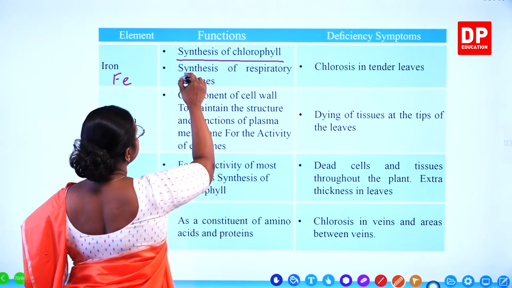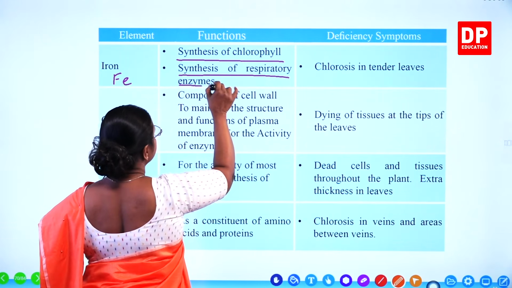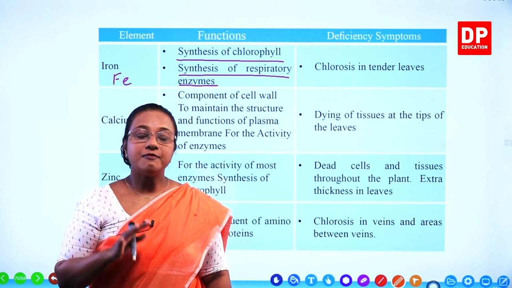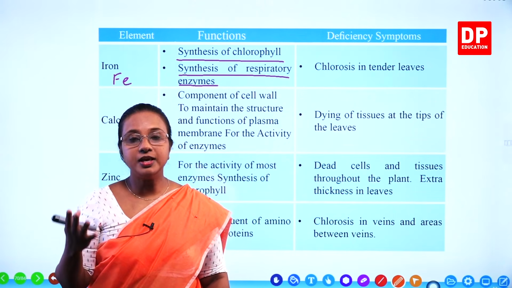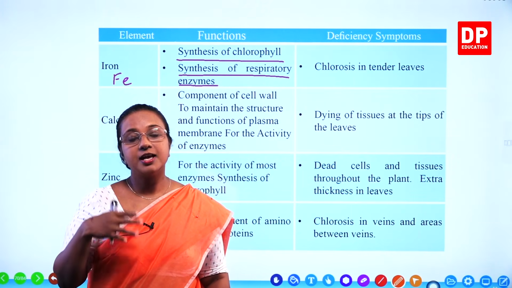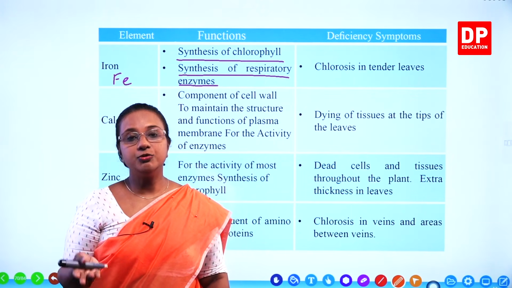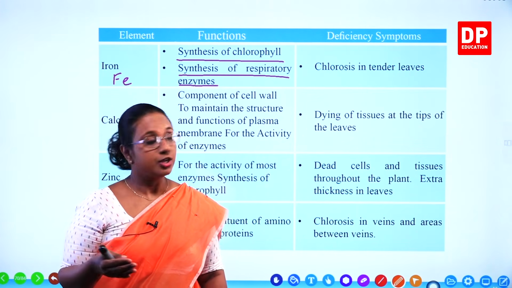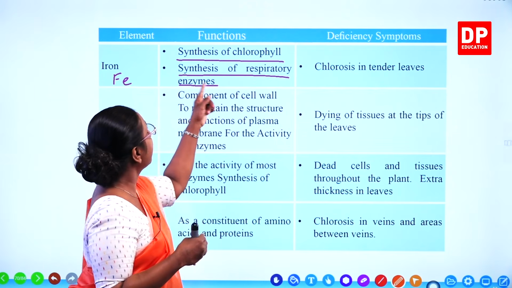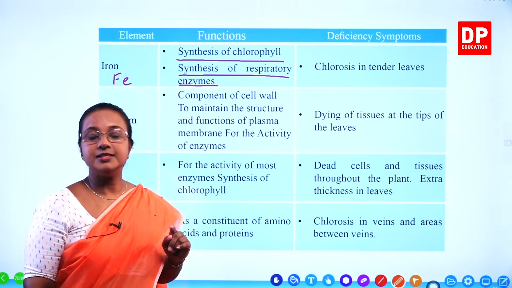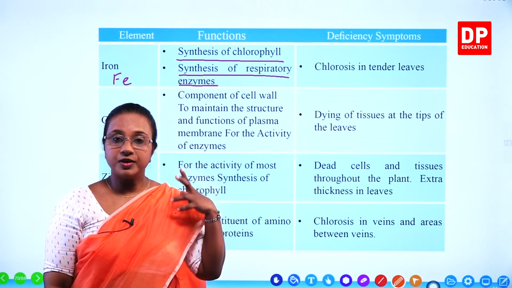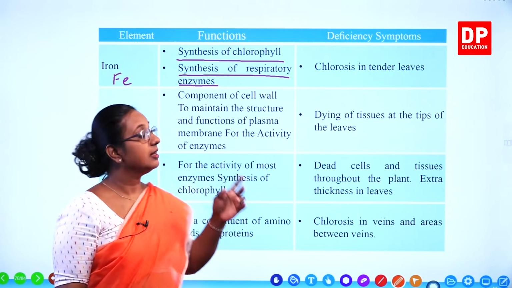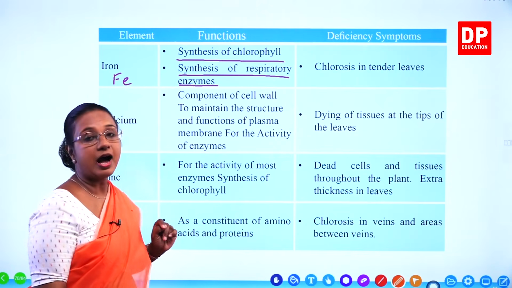And synthesis of respiratory enzymes. Students, you all know that green plants have photosynthesis process during the availability of sunlight. That is, during the daytime they do photosynthesis, but night time they do respiration. So for this respiration, there are enzymes needed inside the plant body. So for these enzymes to be synthesized or produced within the plant body, the plant has to have enough iron.